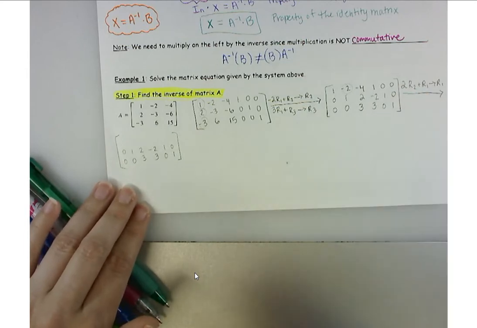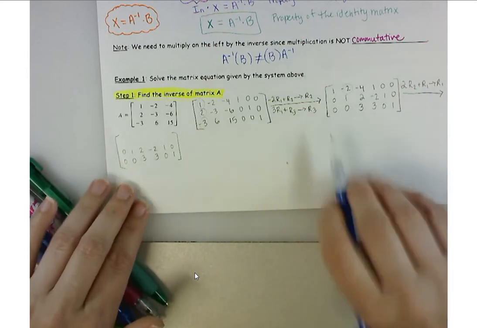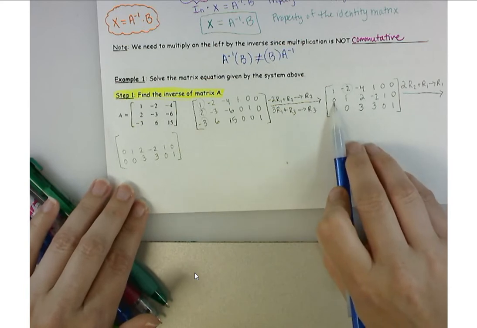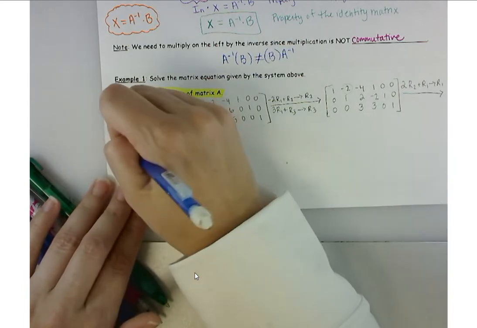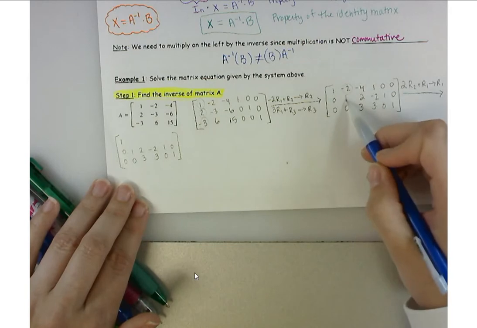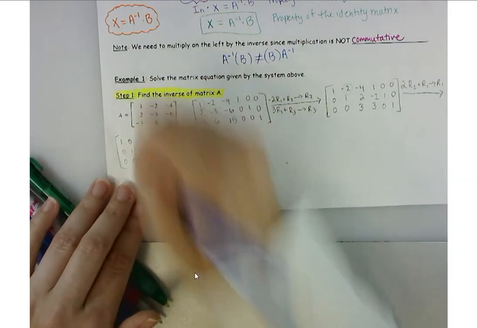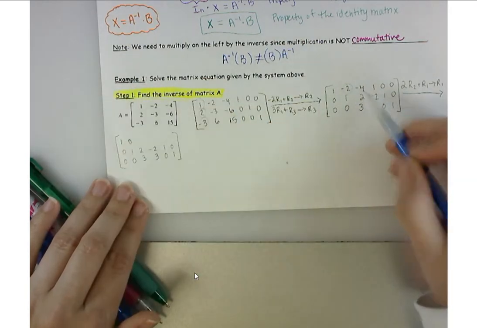So I'm going to do 2 times row 2. So 2 times 0 is 0. 0 plus 1 is 1. 2 times 1 is 2. 2 plus negative 2 is 0. 2 times 2 is 4. 4 plus negative 4 is 0.